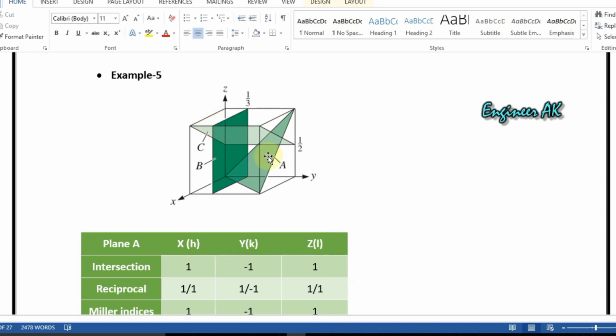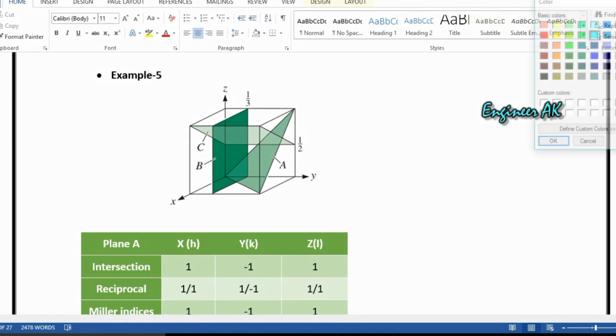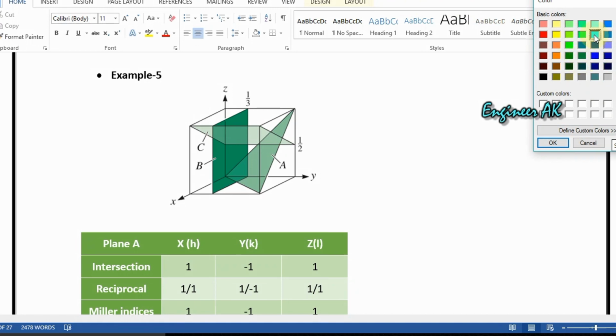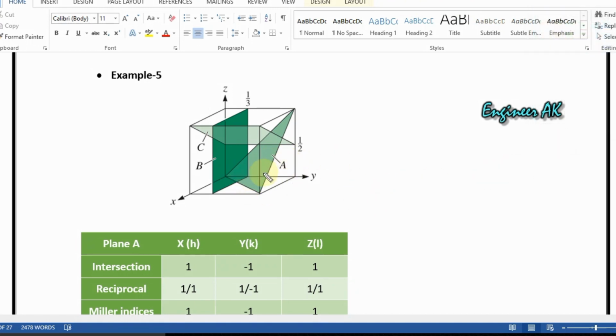So this is another example, and this is the way the examiners ask questions in the paper. In this unit cell we are given 3 planes, A, B, and C, and we will find the Miller indices of each one. So let me first find the Miller indices of plane A. What we'll do for plane A, this is plane A, this triangle.